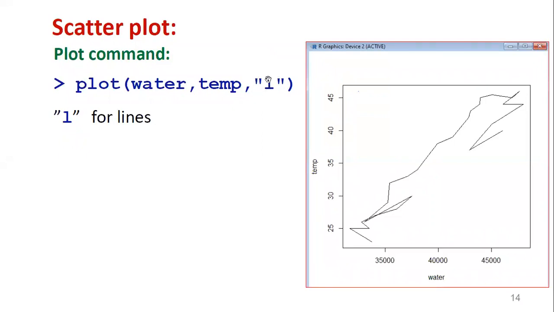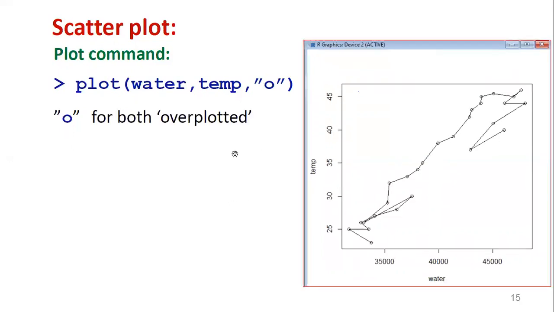So for lines we used L. Now you can see this is the graph, the graph with the line contains lines. Then if you use the type as O, that is over plotted. Now you can see this is the shape of over plotted. Here we are using water temperature, two data vectors, for every type. For the same values, the graph is changed, depends on the type.